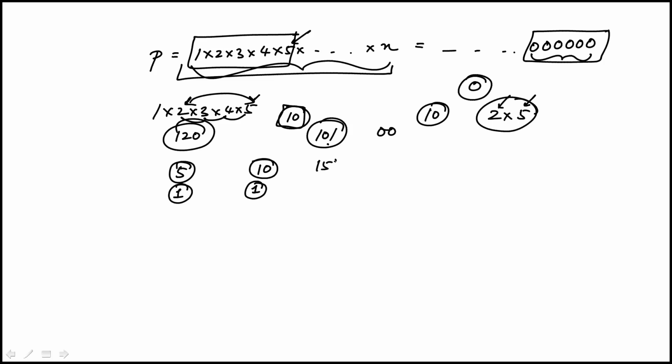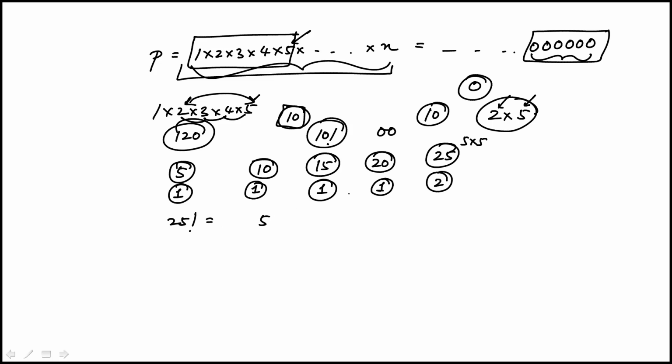And then at 15, you're going to get one more 0. At 20, you're going to get one more. But then at 25, because it's 5 times 5, you'll get 2 5s. So if we look at 25 factorial, its prime factorization, you will have 5 to the power of 6, and there will be a lot more 2s. We actually don't even need to count those. And so we will end up with 6 zeros here.